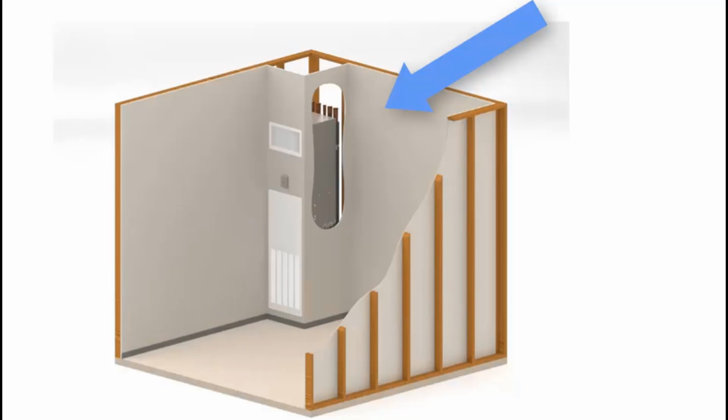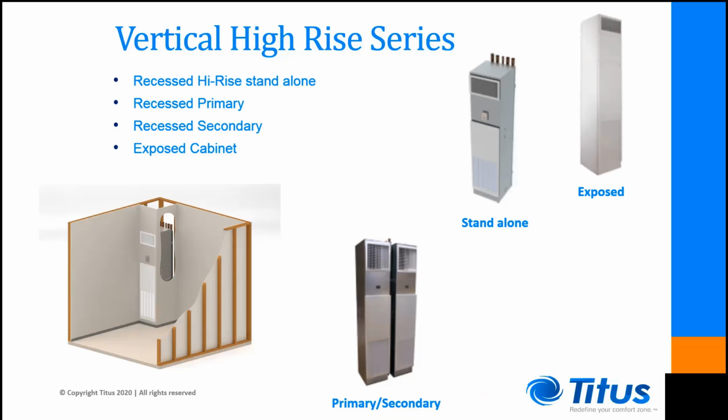Also, there is a standalone version that has an outer cabinet that is painted and is meant to be seen in the occupied space. It does not need field-provided wall covering around it. The advantage of using sheetrock around the unit is that the sheetrock can be painted to match the rest of the room's color scheme. A useful installation is to use the primary and secondary combination style of vertical stack units.